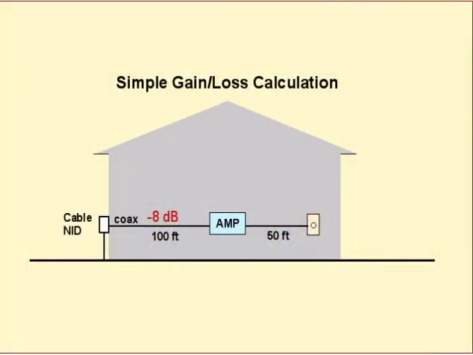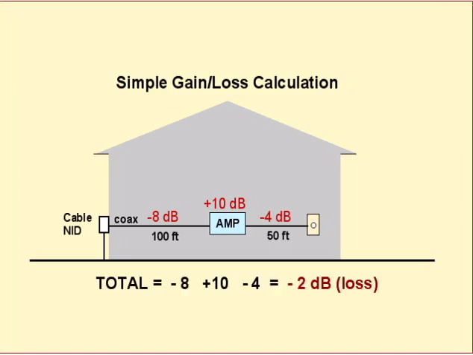For example, if we know that the loss of a brand of coax cable is 8 dB per 100 feet, then this system, with 100 feet from the cable service NID to an amplifier, with 10 dB of gain, then another 50-foot length of coax to a TV, will have an overall gain or loss of minus 8 and plus 10 and minus 4, or a total of minus 2 dB of loss. So if we know the input signal level, we can easily figure the output signal level.